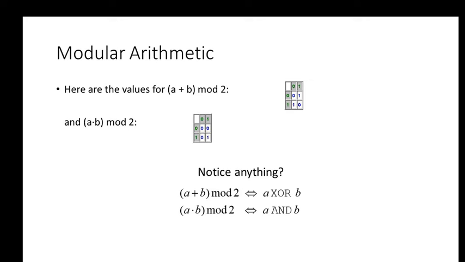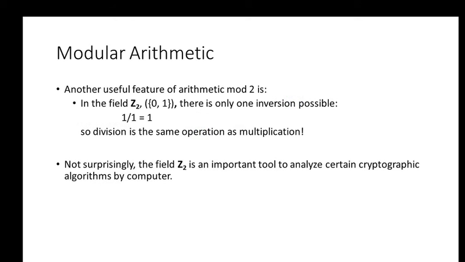Notice anything in the above example? A plus b mod 2 is equivalent to a XOR b, the XOR gate operation is happening. A minus b mod 2 is equivalent to a AND b, an AND operation is being performed.